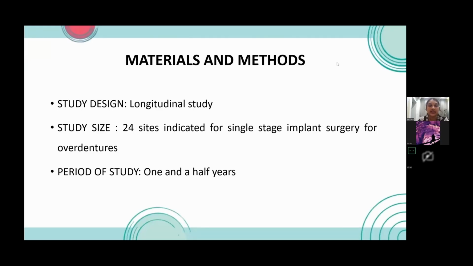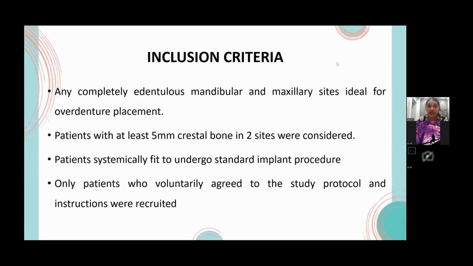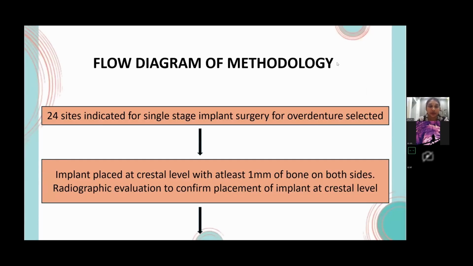Materials and methods. The study design is a longitudinal study and the study size is 24 sites indicated for single stage implant surgery for overdentures. The period of study is 1.5 years. These are the inclusion criteria. The flow diagram of methodology: 24 sites indicated for single stage implant surgery for overdentures were selected. Implants were placed at crestal level with at least 1 millimeter of bone on both sides. Radiographic evaluation was done to confirm the placement of implant at crestal level.